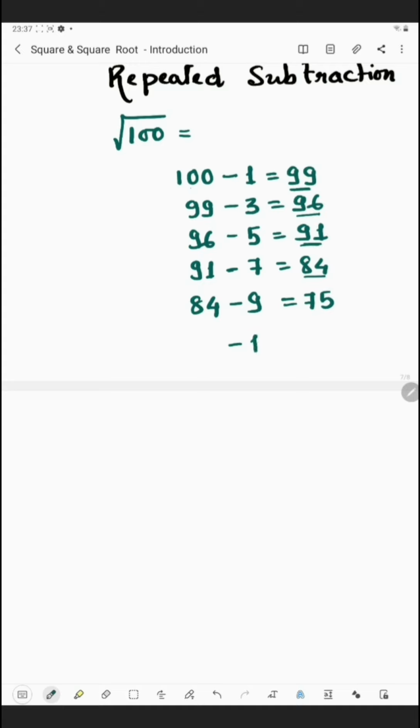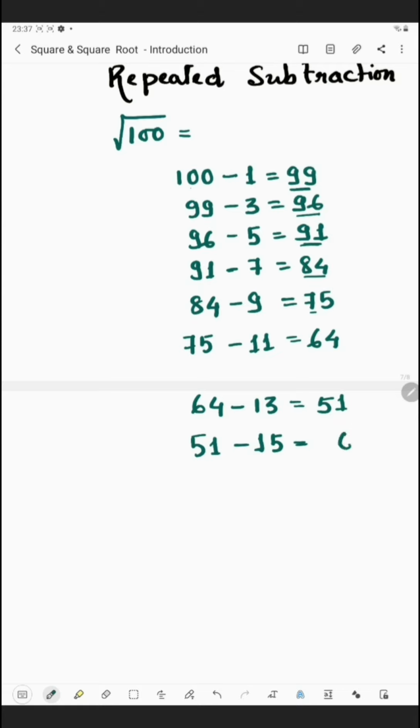Now after 9, 11 comes. So 11 will be subtracted from 75, because 75 is what we have got now. 75 minus 11 is 64. Now 64 minus 13. 13 is the next odd number after 11. 64 minus 13 is 51. Now after 13, 15 comes. 51 minus 15 is 36. So we have got 36.